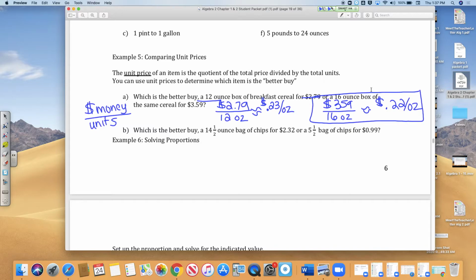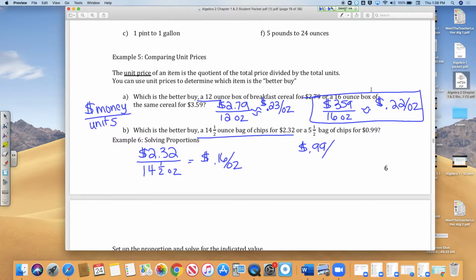All right. Looking at letter B, same type of deal. We're going to figure out what the better buy is. I'm going to take $2.32 and divide that by 14.5 ounces. When I do that division, I'm going to get that this is equal to 16 cents per ounce. For the second one, I'm going to take 99 cents and divide this.